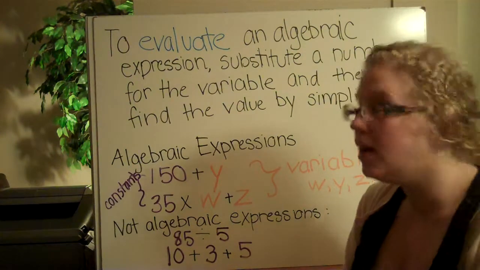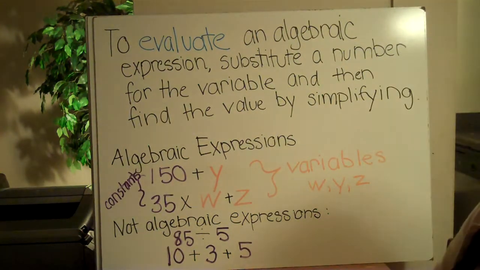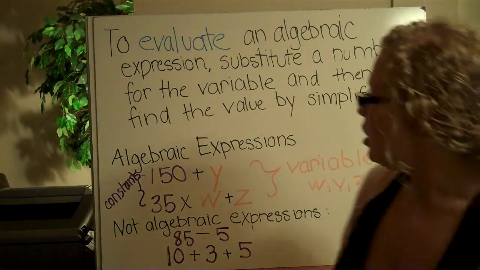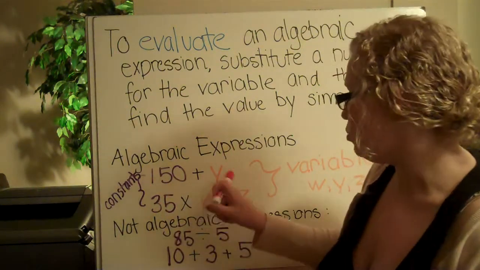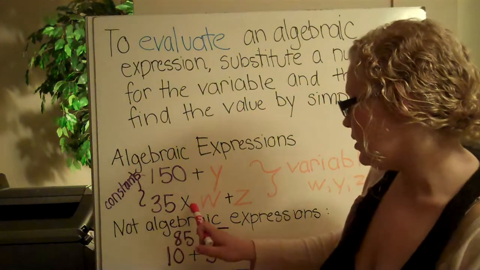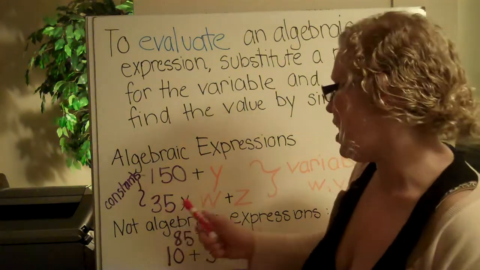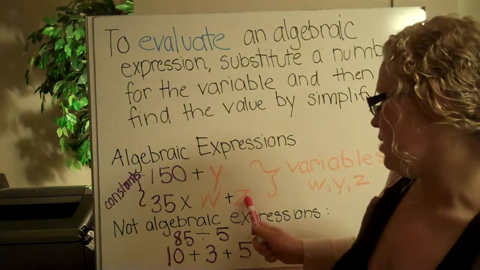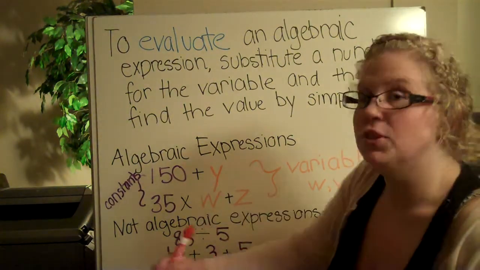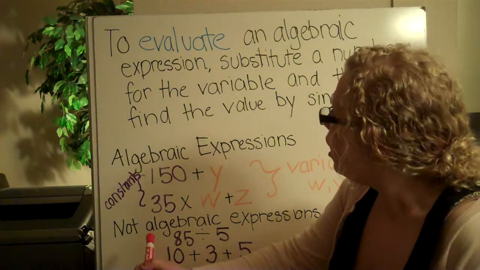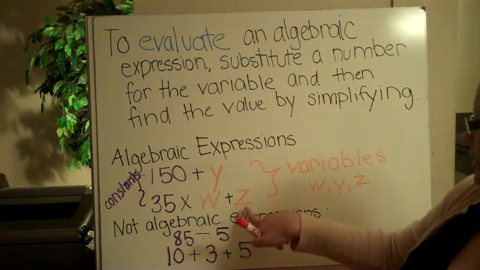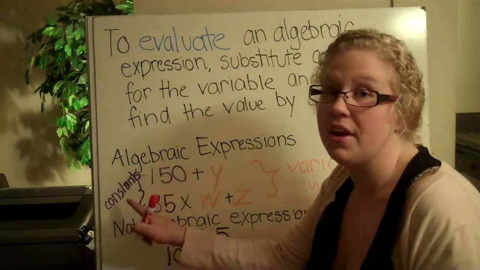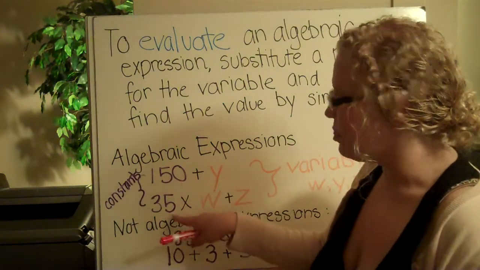We can evaluate an algebraic expression by substituting a number for the variable and then finding the value by simplifying. Examples of algebraic expressions are 150 plus y, 35 times w plus z. These are algebraic expressions because there's no equal sign, also because they have variables. The variables are w, y, and z, and our constants here that never change are 150 and 35.